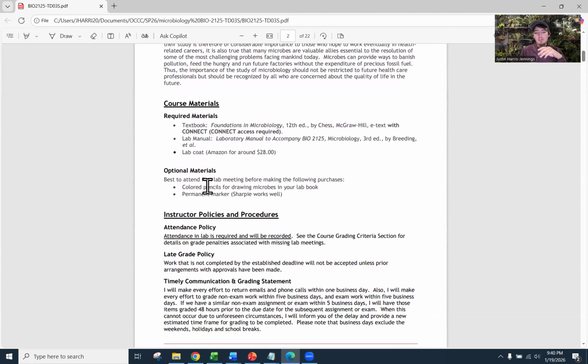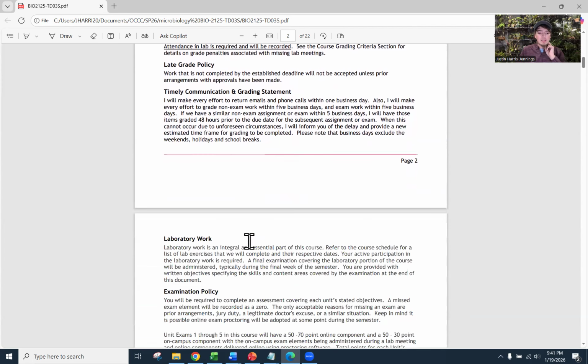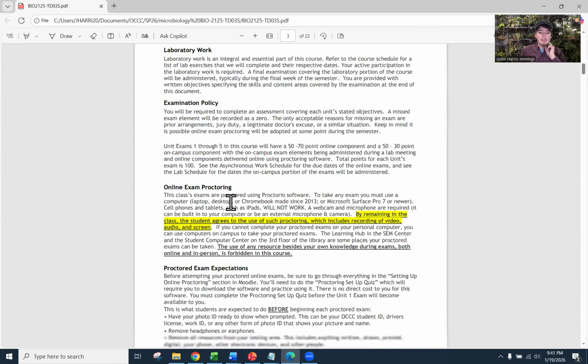There are colored pencils if you want your own, so you don't have to share. That might speed you up. And the Sharpie is helpful, but those things are not really actually needed. We'll talk about the attendance a little bit later when we talk about grades.